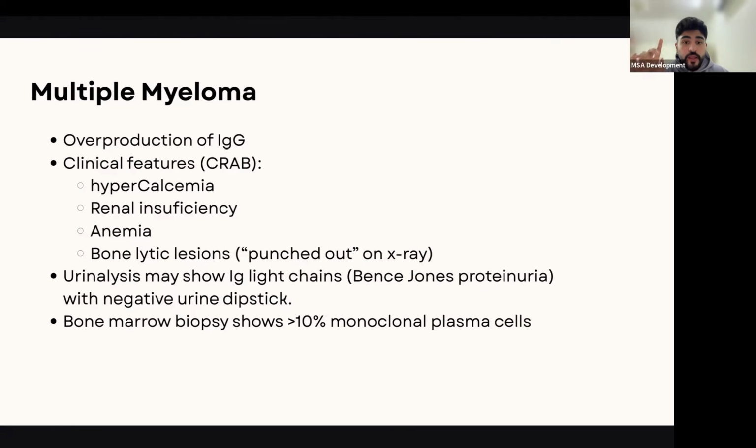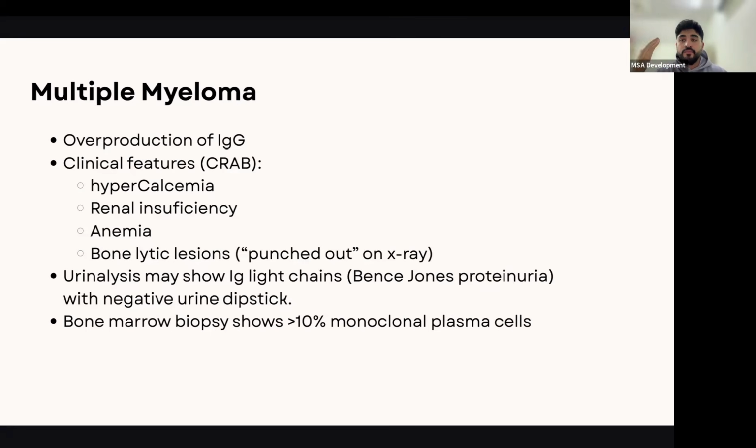You need to do urinalysis for Ig light chains, or the Bence-Jones proteins, tamam? Not a urine dipstick. Urine dipstick is more for glucose and blood and stuff. Okay, it's going to be a negative urine dipstick. This is the doctor, like, extremely emphasized on this point.